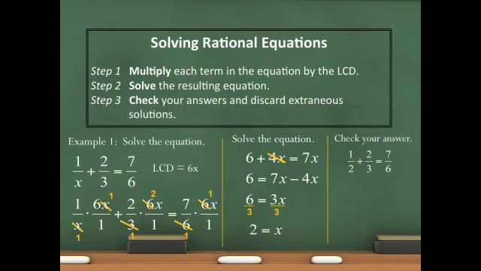Substitute 2 in for x in the original equation to get 1/2 plus 2/3 equals 7/6. To add 1/2 and 2/3, we need to rewrite each fraction using the common denominator of 6. 1/2 multiplied by 3 over 3 equals 3 over 6, and 2/3 times 2 over 2 equals 4 over 6. 3/6 plus 4/6 equals 7/6. The answer checks, so x equals 2 is the solution to the equation.